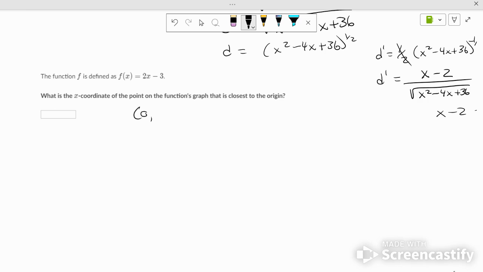So, the origin is 0, 0. Your new point is x, 2x minus 3. So 0, 0. And this point is x, that. So the Pythagorean theorem says, well, this side is x. This is 2x minus 3. And we want to know what this side is. So c squared equals a squared plus b squared.